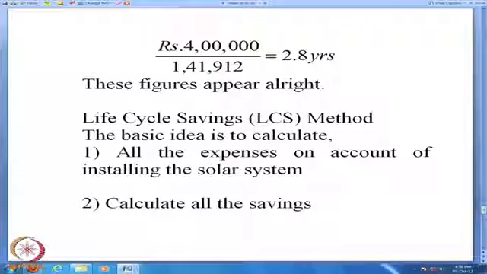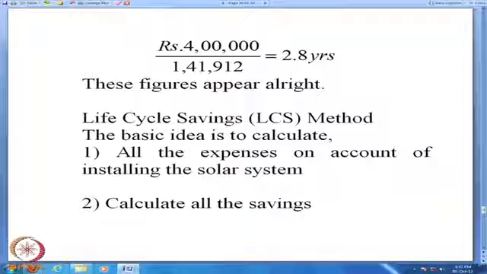Nevertheless, I mean, we do not have the information like we have on a cycle or a motorcycle or a car, not yet. So, this is the basic idea, is to calculate all the expenses on account of installing the solar system.